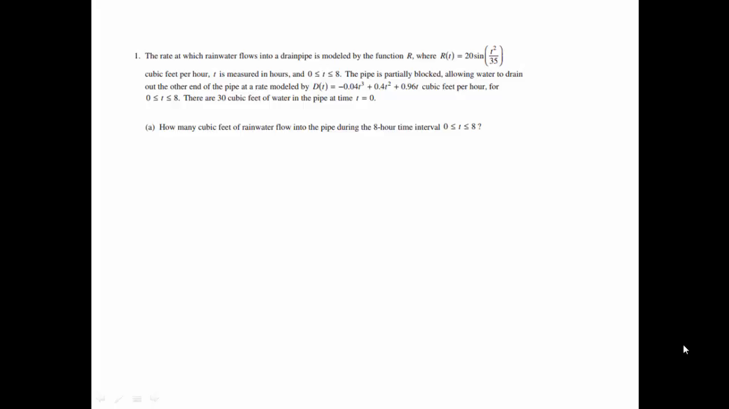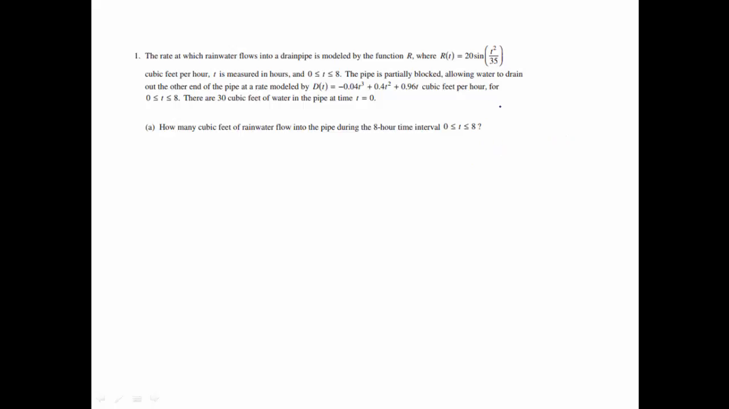Right, number one, the rate at which rainwater flows into a drain pipe is modeled by the function R, where R is that formula, in cubic feet per hour, t is measured in hours, and t is between 0 and 8. The pipe is partially blocked, allowing water to drain out the other end of the pipe at a rate modeled by D of t equals 0.04t cubed plus 0.4t squared plus 0.96t cubic feet per hour for 0 to 8. There are 30 cubic feet of water in the pipe at time t equals 0.